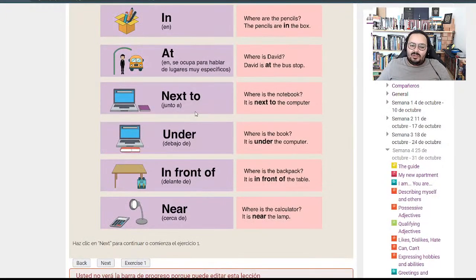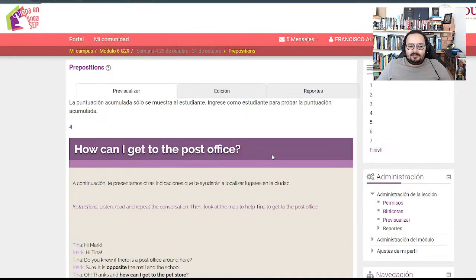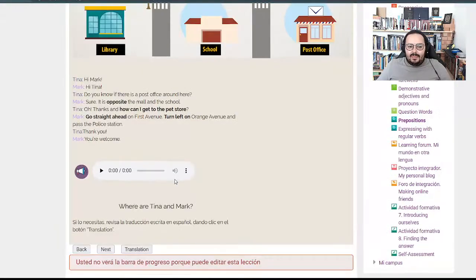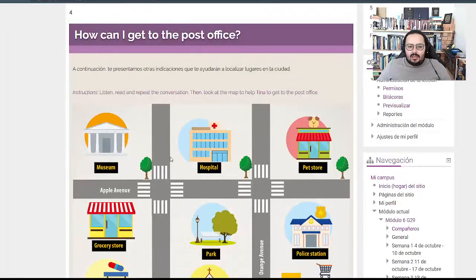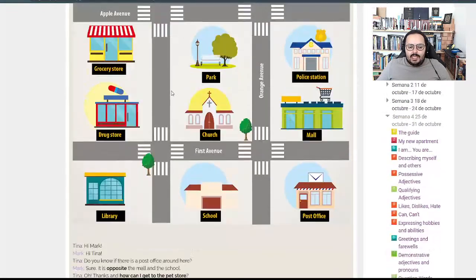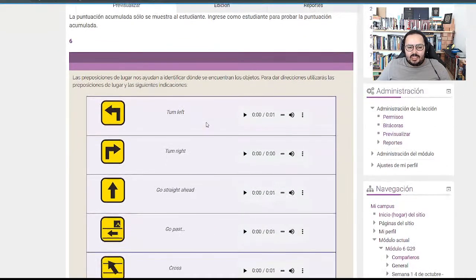Next to, junto a o al lado de. Under, debajo de. In front of, delante de. Near, cerca de. Okay, and let's continue. Here we have some vocabulary on how to name some places, and it's a conversation you can practice with.